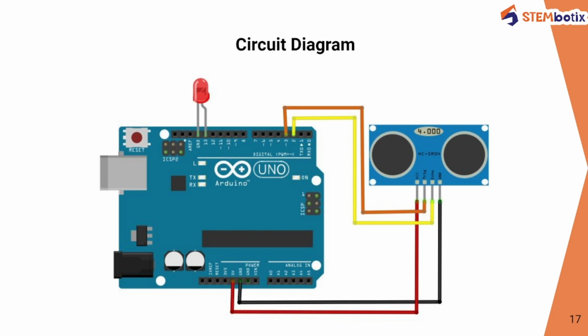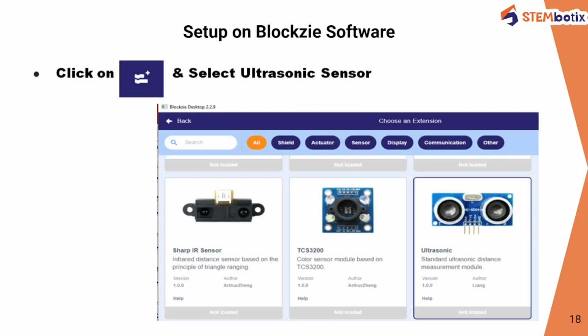Here we have connected the LED to see the result. The LED is connected to pin number 13. The LED's anode terminal is connected to pin number 13, and the GND pin of our Arduino Uno board is connected to the LED's cathode terminal.